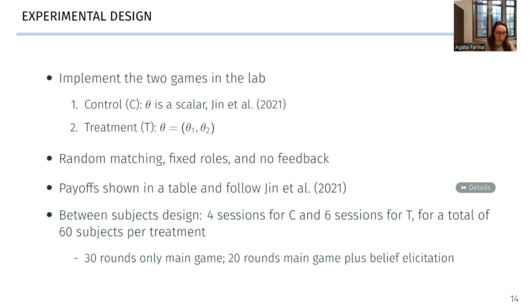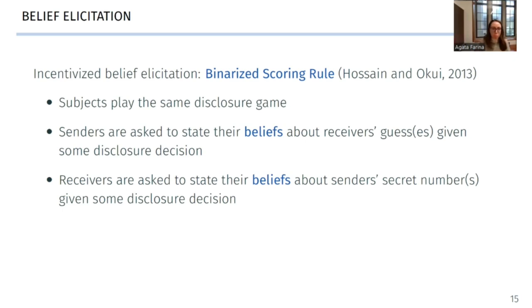We use the same payoff structure as in Jean-Luc and Martin, and we show them in a table like they do. We have a between subject design. We run 4 sessions for the control and 6 sessions for the treatment. And we have a total of 60 subjects for each treatment. Players play 30 rounds of the main game, so this disclosure game that I just illustrated. And then they play an additional 20 rounds in which there is again the disclosure game, but we also elicit beliefs.